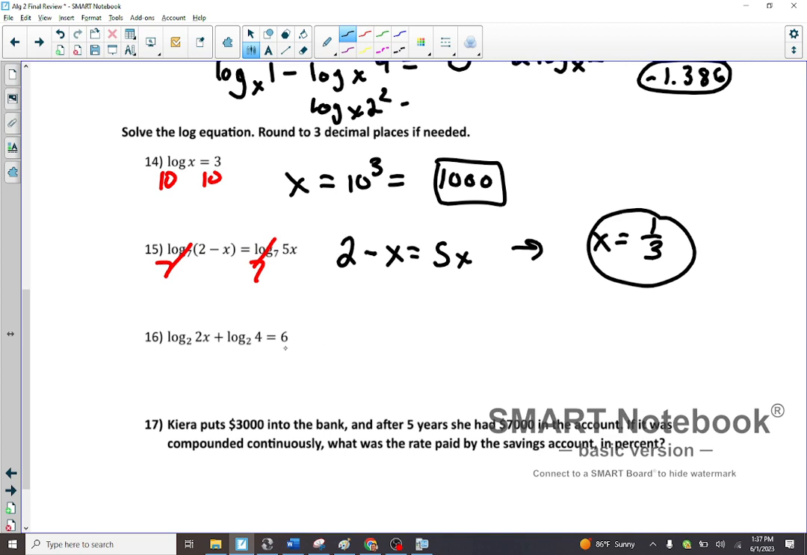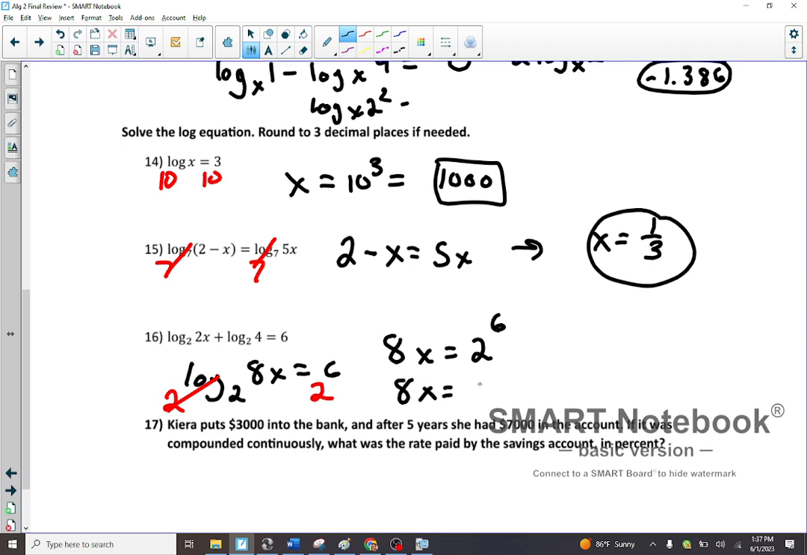Next one. A lot of people made this mistake. You have to first condense the logs before you can cancel a log. So I'm going to rewrite this as log base 2 equals 2x plus 4. It's not adding, it's multiplication. So it's going to be 8x equals 6. Then I have to use a base of 2 on both sides. That lets me cancel out the log. So 2 to the 6th power. Log 2 cancels out, because 8x is 2, 4, 8, 64. So x equals 8. What was your question?